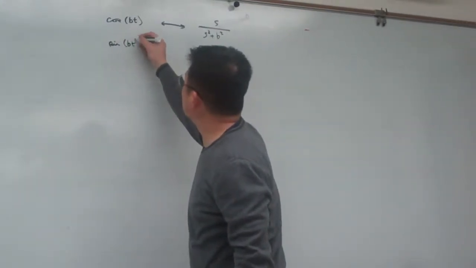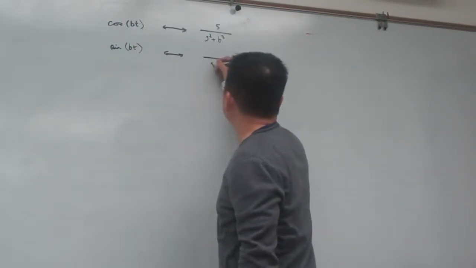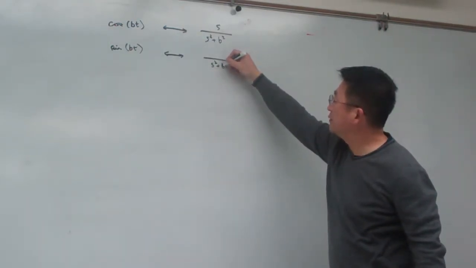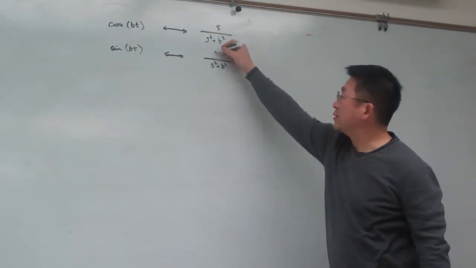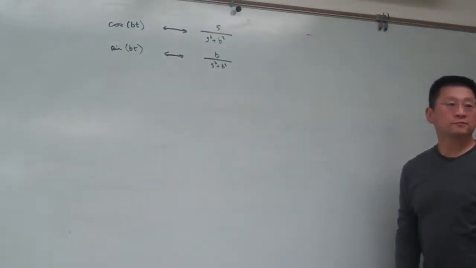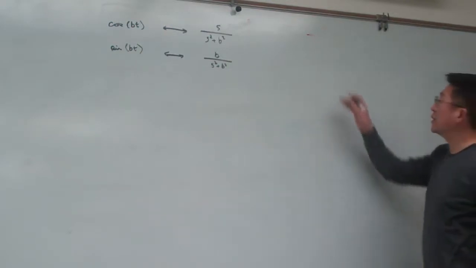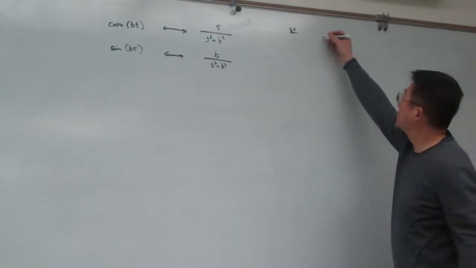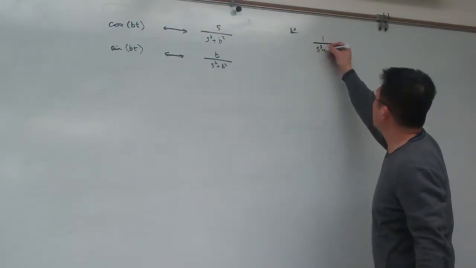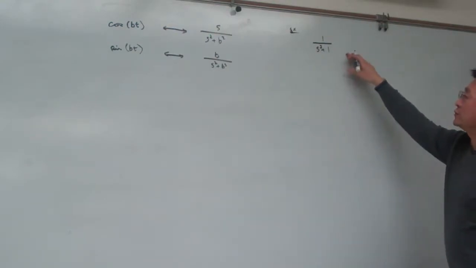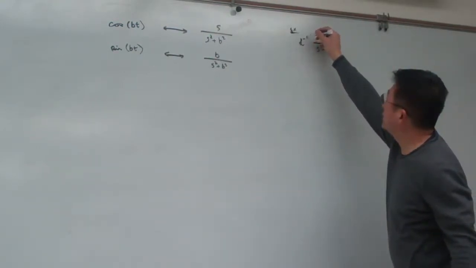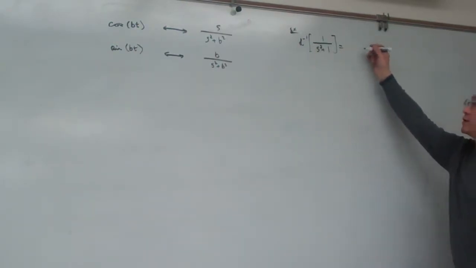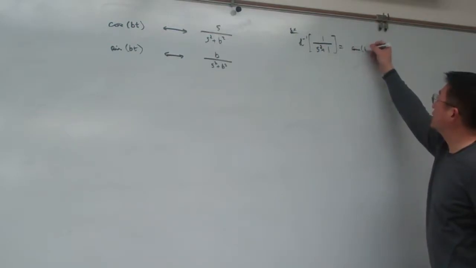For sine, it is the same denominator, s squared plus frequency squared, and the numerator here is b. So here we can do the exercise. For example, I want to calculate the inverse Laplace transform of this. If you compare to the second one, that should be equal to sine t.